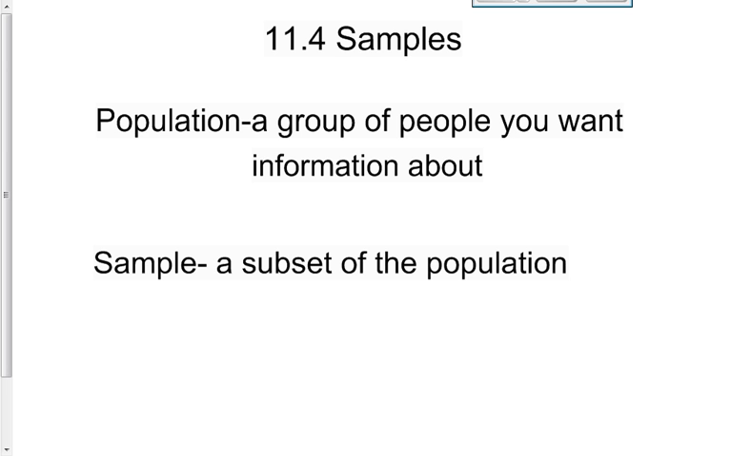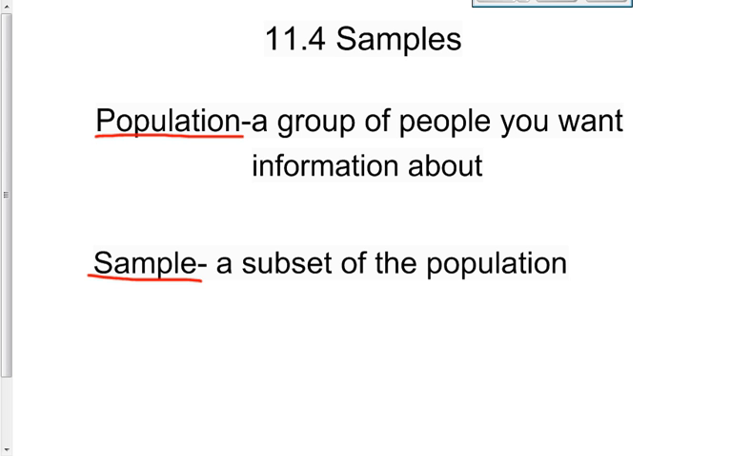First of all, we need the word population. Population is the group of people that you want information about. A sample is a subset of that population. Let me give you a couple examples. Minnesota would be considered the population, all the people in Minnesota. Rochester would be a sample because it's a subset of the entire state. So the people in Rochester would be a subset of the entire people in the state.